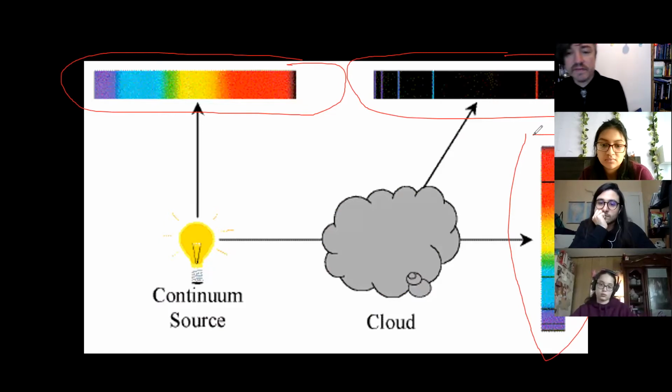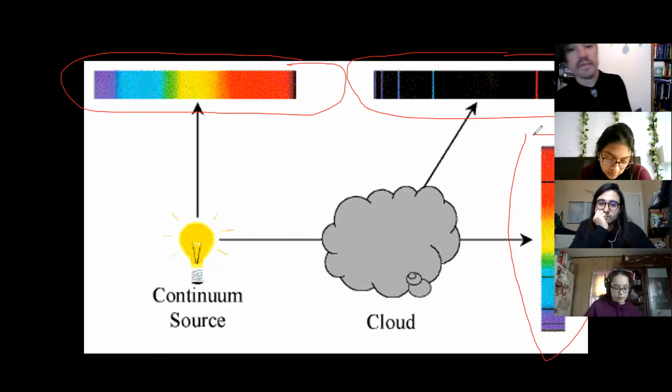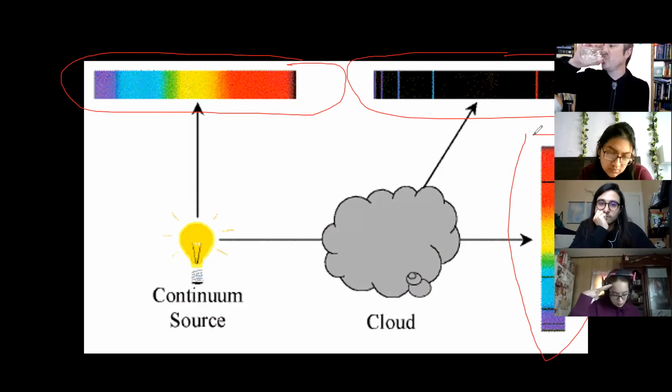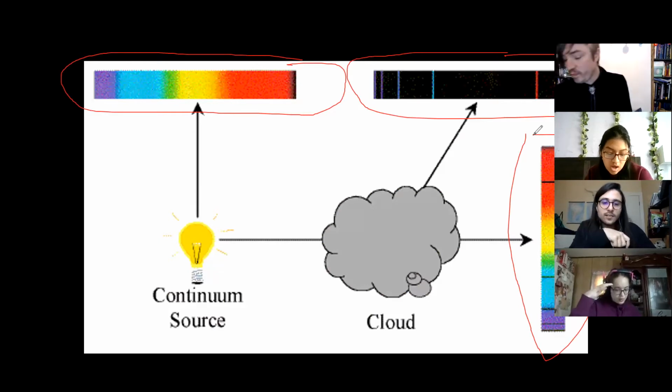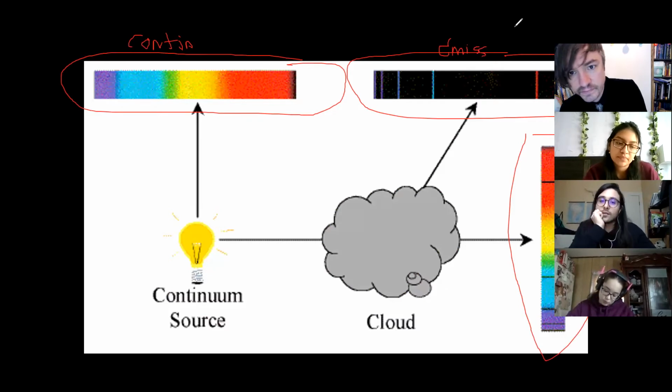And I want to know the names of these spectra, because without it, you can't learn astronomy. The continuous one is the rainbow one. Good. So this is continuous. What else? The emission line spectrum. This is emission. And the third one? Absorption line spectrum. Good. Fine. I accept.